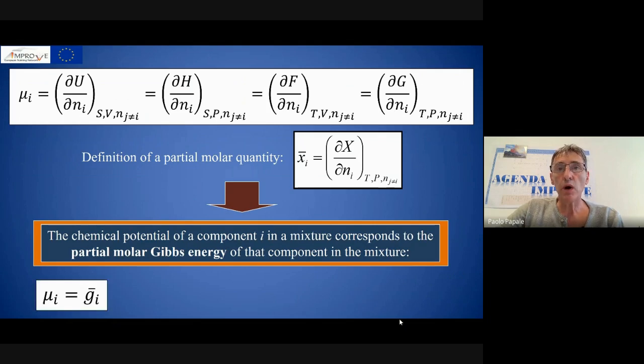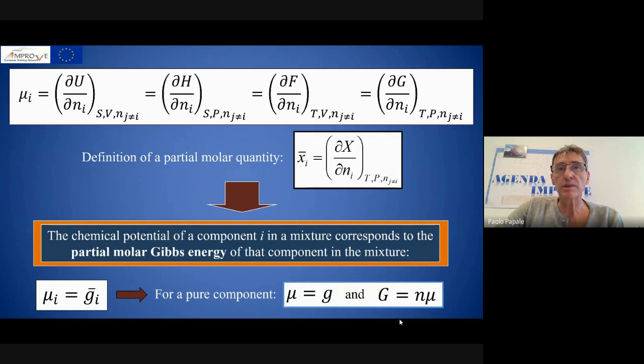A partial molar quantity is normally indicated as a lowercase letter surmounted by a horizontal bar. So the expression at the bottom left corner says exactly that the chemical potential of a component in a mixture corresponds to its partial molar Gibbs energy, lowercase g with a bar on top.